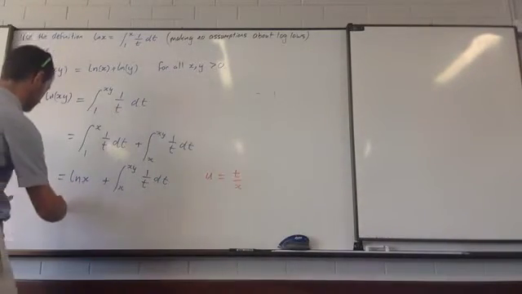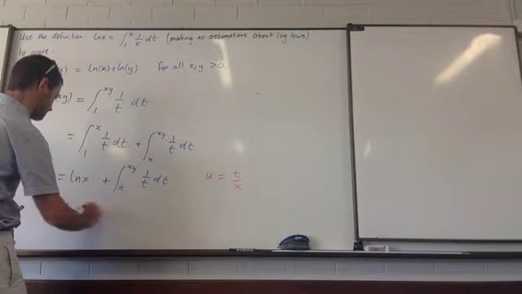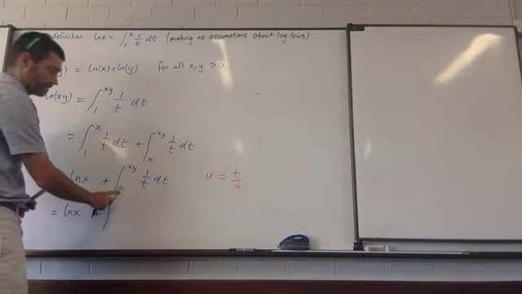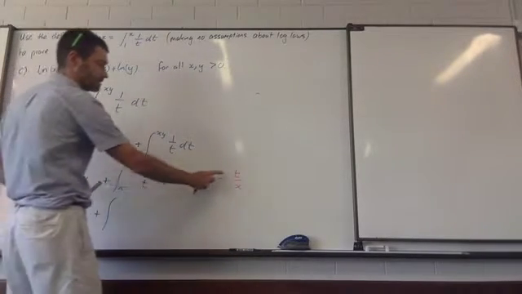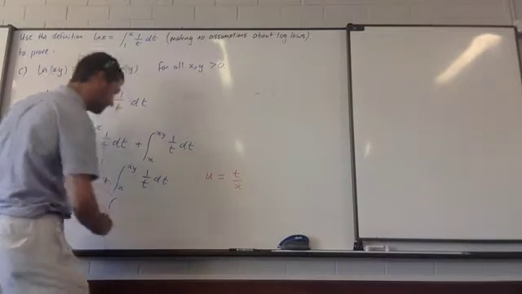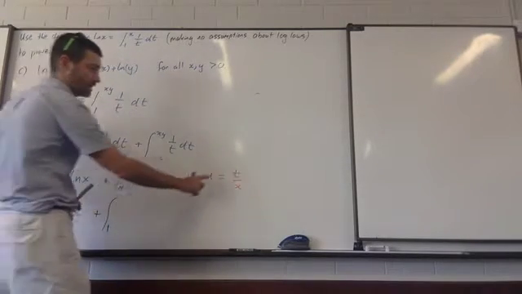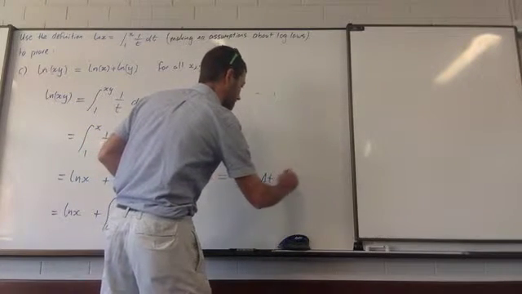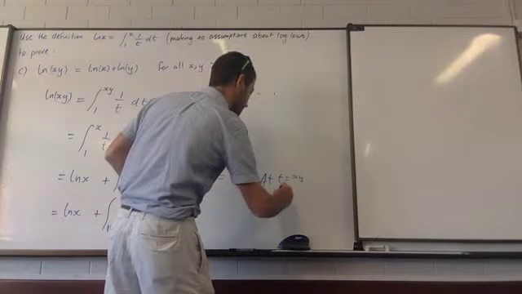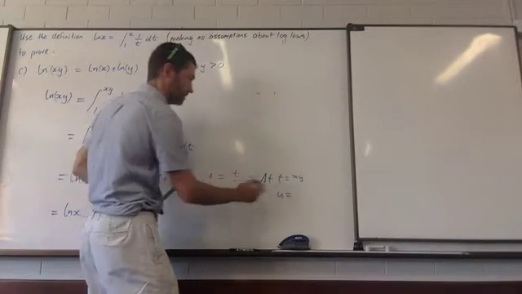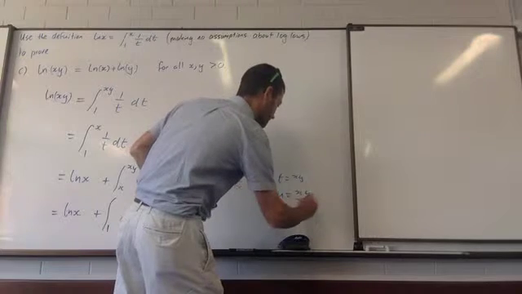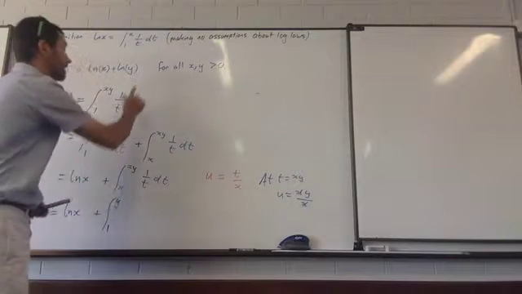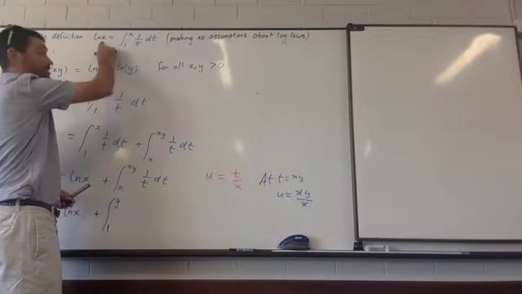So we've got natural log of x plus, working these two values out: when t is equal to x, we've got x over x, which is 1, so that becomes 1. When t is equal to xy, u is equal to xy over x. The x cancels, and we get u is equal to y. Perfect, exactly what we're after. We want a y here, because we want to get natural log of y.